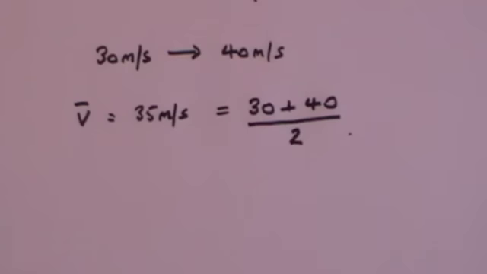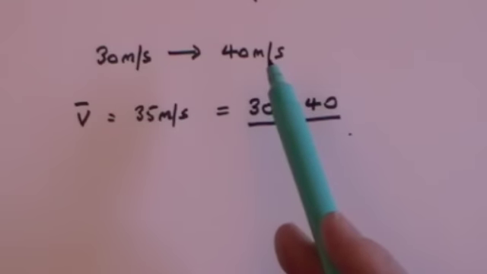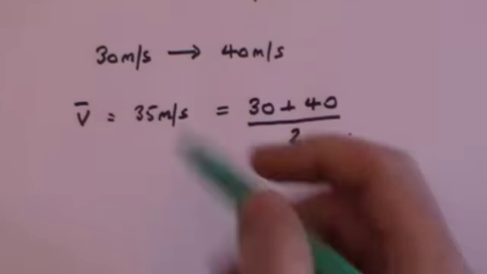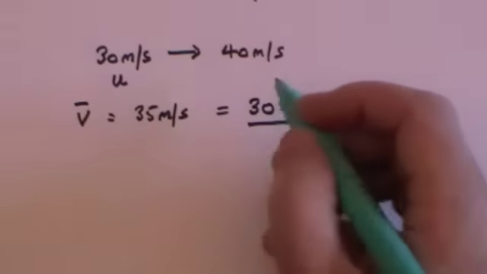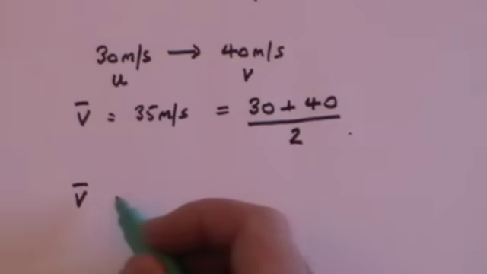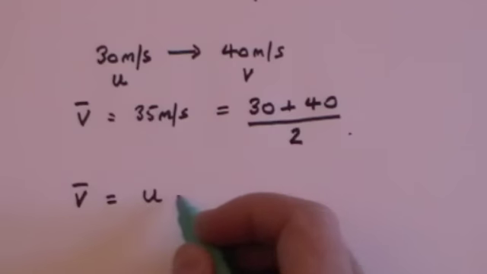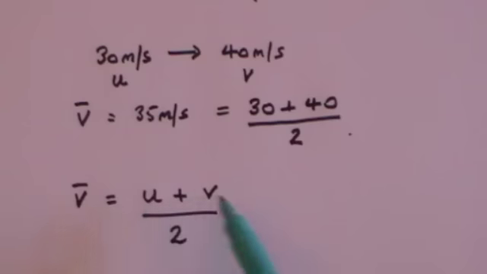So as long as the acceleration is steady and you don't change the amount of acceleration, you can essentially say that the average speed is the initial speed plus the final speed divided by 2. And if we give the initial speed the letter u and the final speed the letter v, then essentially we say that the average speed is u plus v over 2. The initial speed plus the final speed divided by 2.